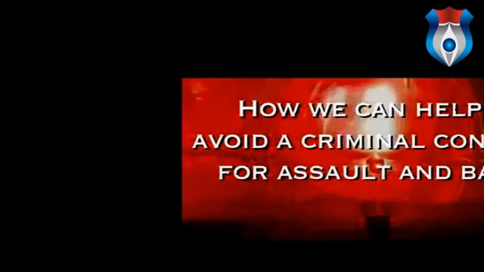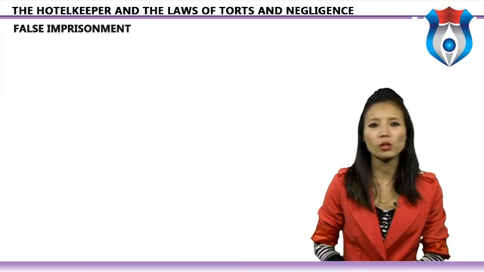If you are facing misdemeanor assault and battery charges, there are a number of options to avoid a criminal conviction. These can include deferred entry of judgment, which would result in a dismissal of the charge, diversion, or a civil compromise agreement. Let us now discuss false imprisonment.